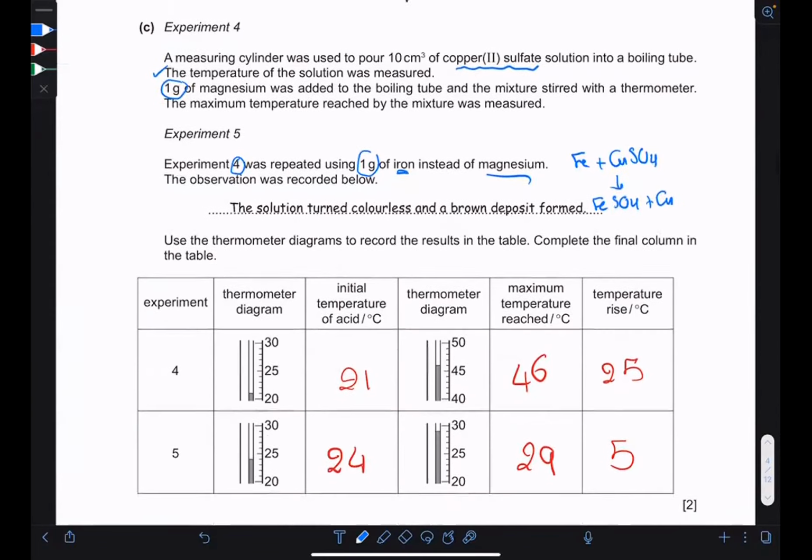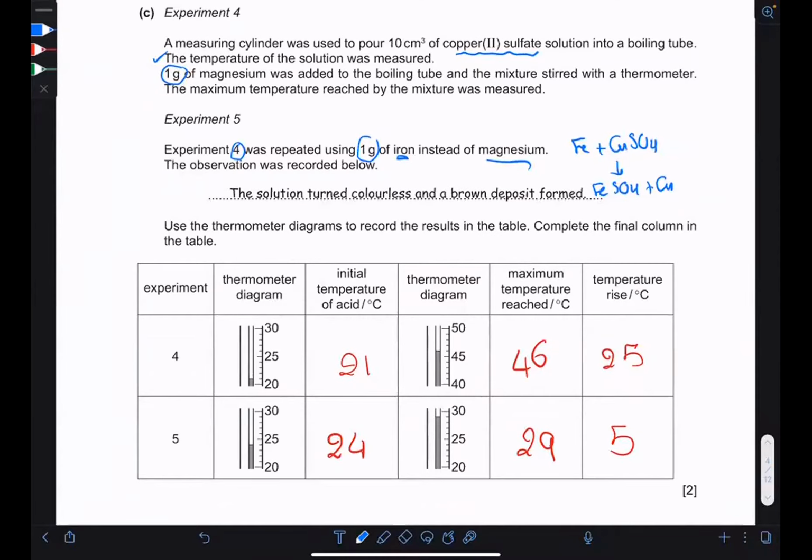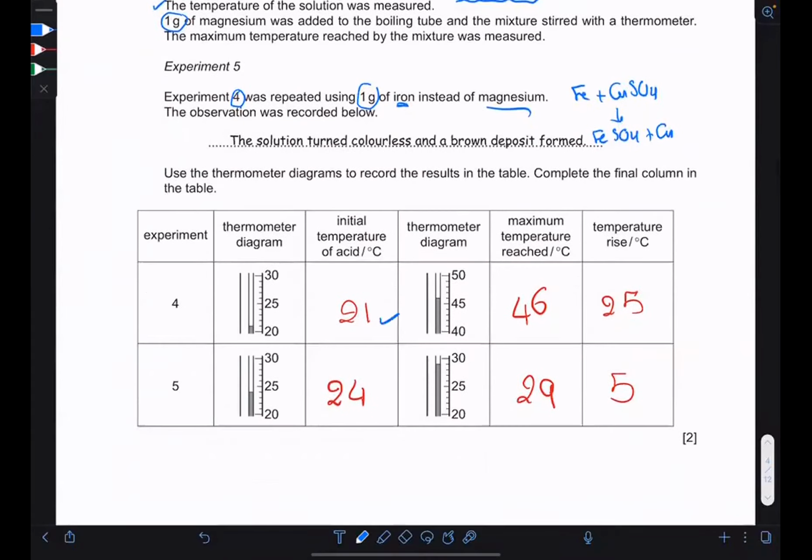Use the thermometer diagrams to record the results. 21 and 24, 46 and 29, the differences are 25 and 5.